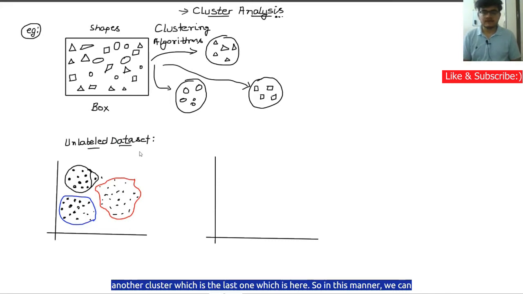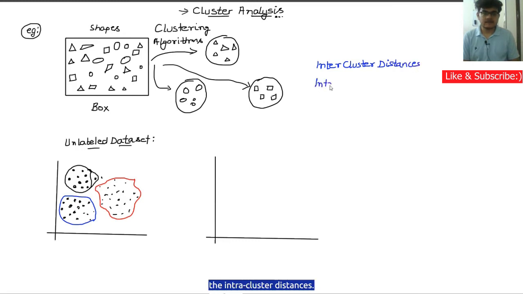So in this manner, we can actually convert an unlabeled data set into different clusters. Now there are some important points about clustering analysis. There are some important facts which we can look at in this graph. Now there are two important terms: the inter-cluster distances, and the second term is the intra-cluster distances.